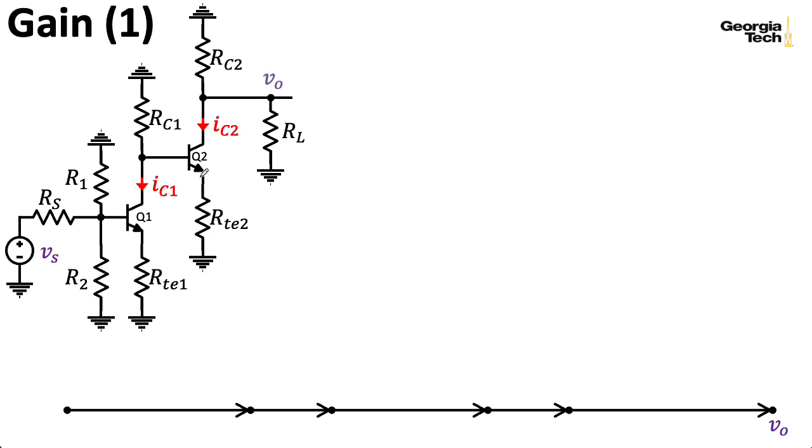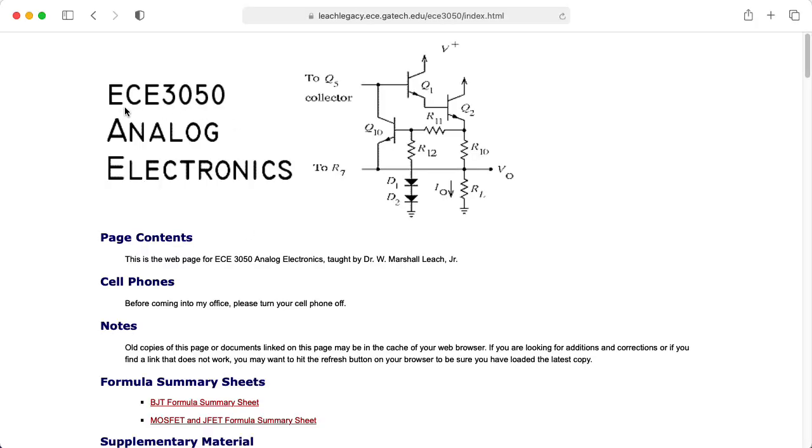But if we really embrace Marshall Leach's way of using equivalent circuits, we can deal with things in terms of Thevenin equivalent voltages and work our way from the output back to the input, writing down pieces of the answer as we move along. At this point, I recommend going to Marshall's ECE3050 website. Remember, 3050 is an earlier version of 3400.